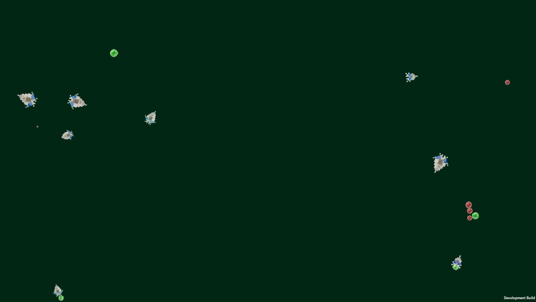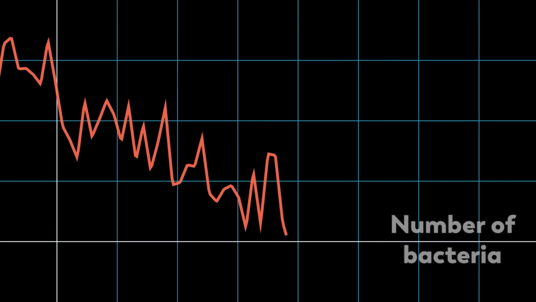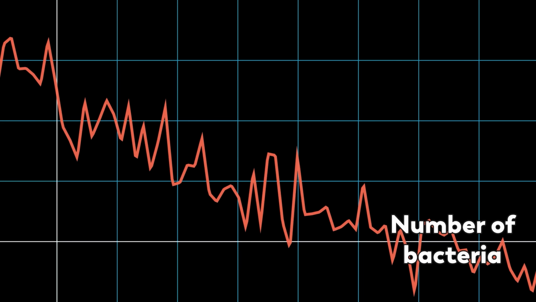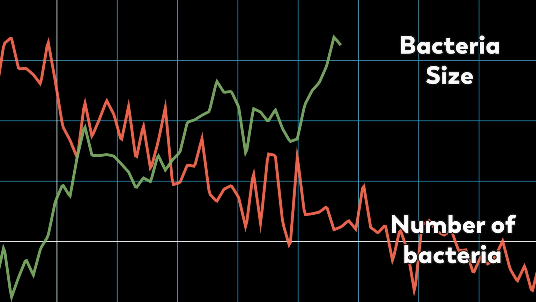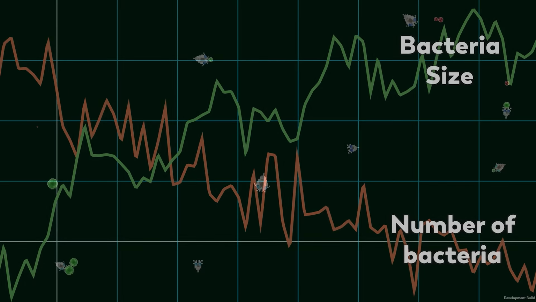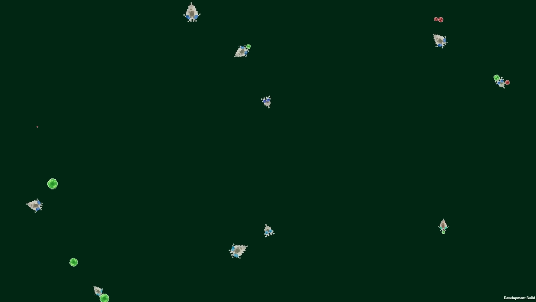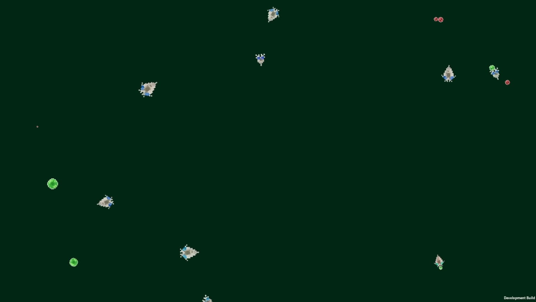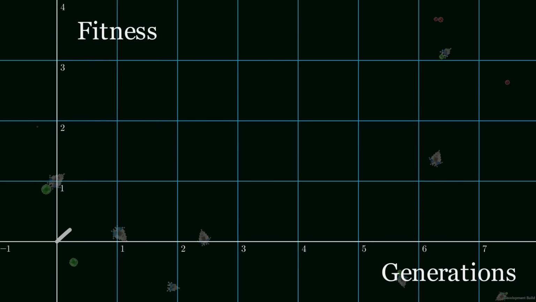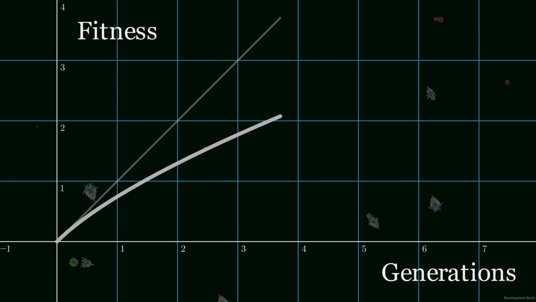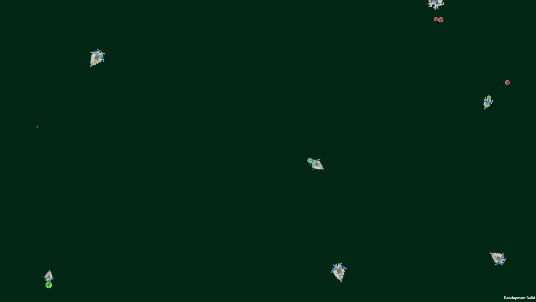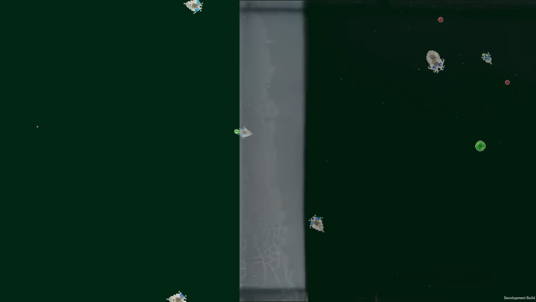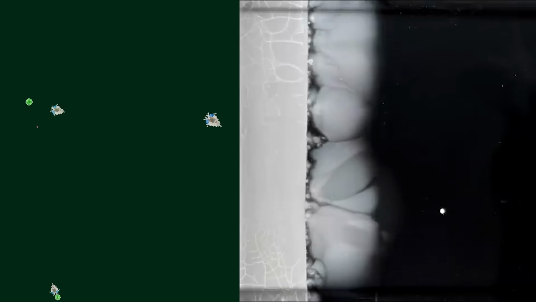Furthermore, in the bacterial experiment, they also saw the number of bacteria decrease over time, while each individual bacterium got larger. Another obvious similarity is in the population's relative fitness trend over generations. With each generation, the fitness increases, but does so at a slower rate. It's fascinating that we see parallels between the real and the digital world. These findings only confirm that The Bibites is on the right track to being the best artificial life simulation ever created.